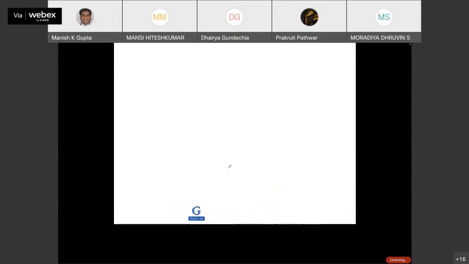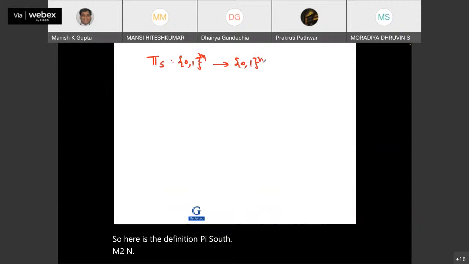Okay. So here is a definition, pi s from {0,1}^m to {0,1}^n. This is the S box.